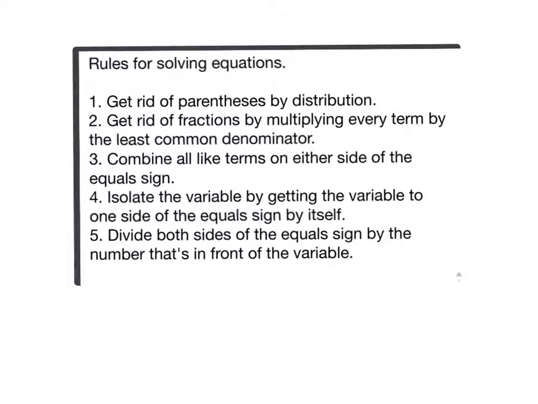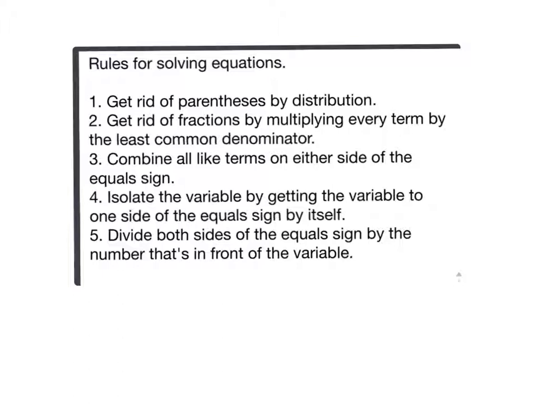So, rules for solving equations, and we're going to see these in action, how you can apply them to the problems we're going to do today. So, step number 1, you should always get rid of any parentheses. Distribute anything that needs to be distributed. Then the next thing you should do is to get rid of fractions by multiplying every term by the least common denominator. Then, before we even begin to try to solve, we need to combine all like terms on either the left side or the right side of the equal sign. So if there's any like terms, combine them with the signs that they have in front or in between them.